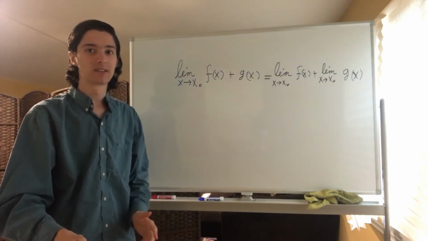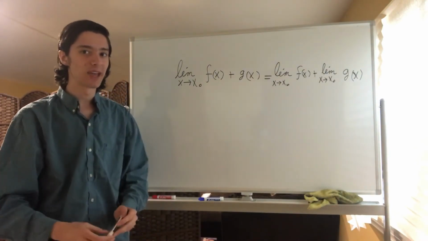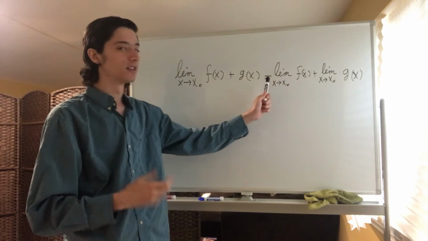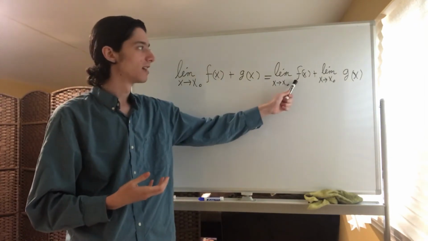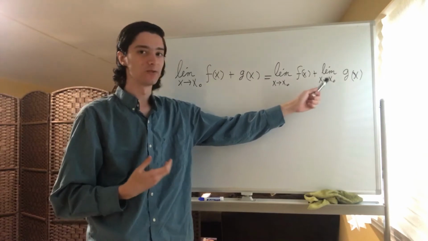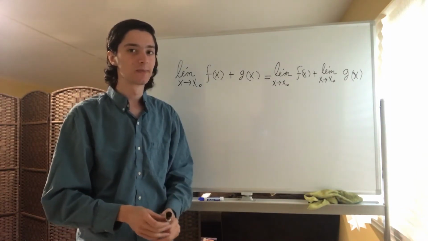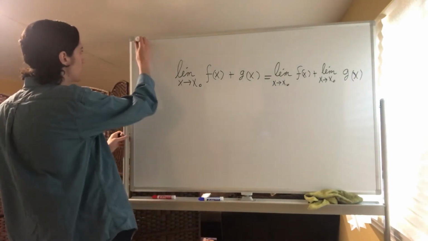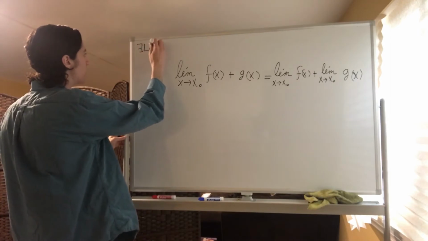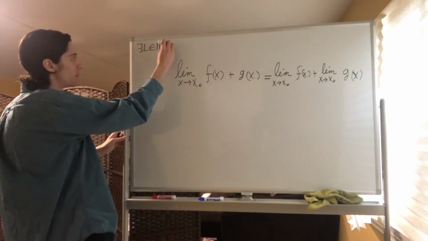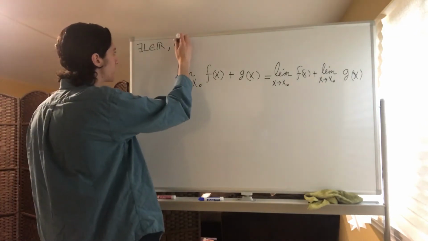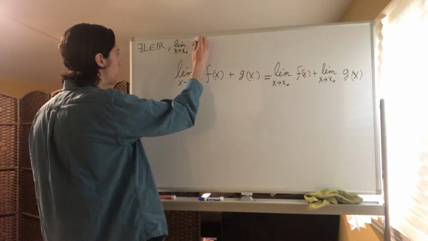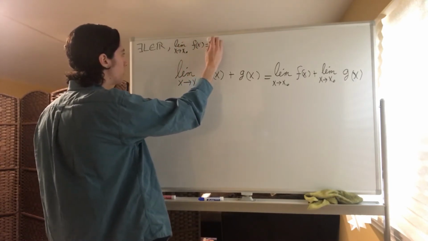Now, in order to prove this, we have to make a similar assumption as we did in my constant law proof. And that is the fact that these two limits, the limit as x approaches x naught of f of x, and the limit as x approaches x naught of g of x, both exist. So we can formally write that as follows. For f of x, we can say that there exists a real number L. So there exists an L in the real numbers, such that the limit as x approaches x naught of f of x is equal to L.